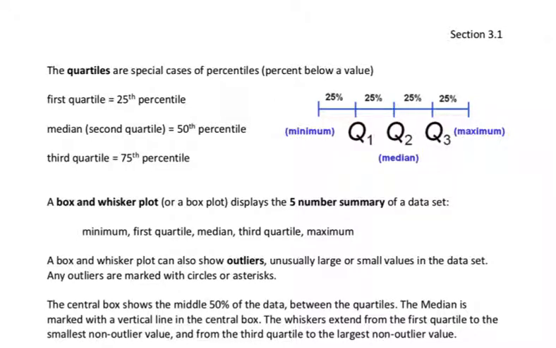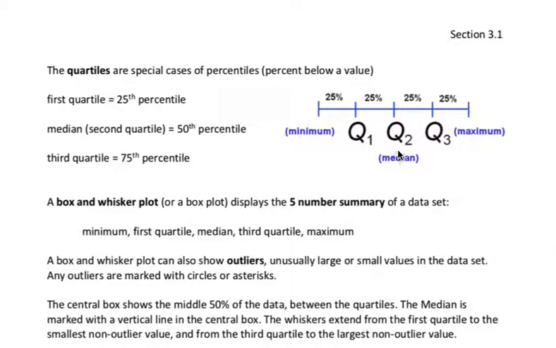In this video for section 3.1, we're going to start by talking about quartiles. Quartiles are special cases of percentiles, and when we have a percentile, it's telling us the percent below a value. So the first quartile, or Q1, is the 25th percentile. That means it's the value that is greater than 25% of the data set. 75% of the data set is above Q1.